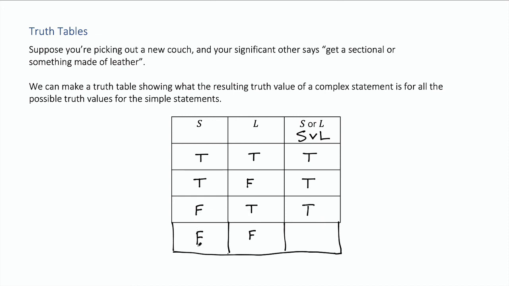Whereas down here, if you get something that's not a sectional and not made of leather, then this or statement is false. You did not satisfy the statement to get a sectional or something made of leather. So that's a basic example of a truth table that can show us the different situations in which this or statement is a true statement or a satisfied statement.